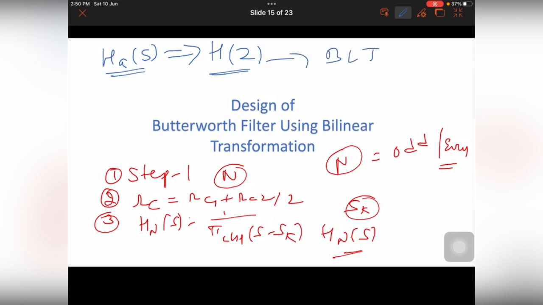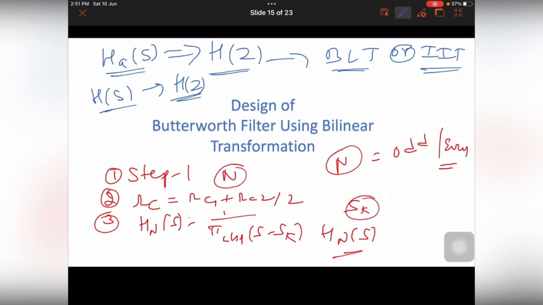Bilinear transformation as well as impulse invariant transformation, these two techniques can generally be used to convert your analog system transfer function H of s to the digital system transfer function H of z. These are the two effective methods used in general to convert your H of s to H of z. In this problem, I am using bilinear transformation and I will show how you convert your H of s to H of z by using bilinear transformation. Let us start the problem.